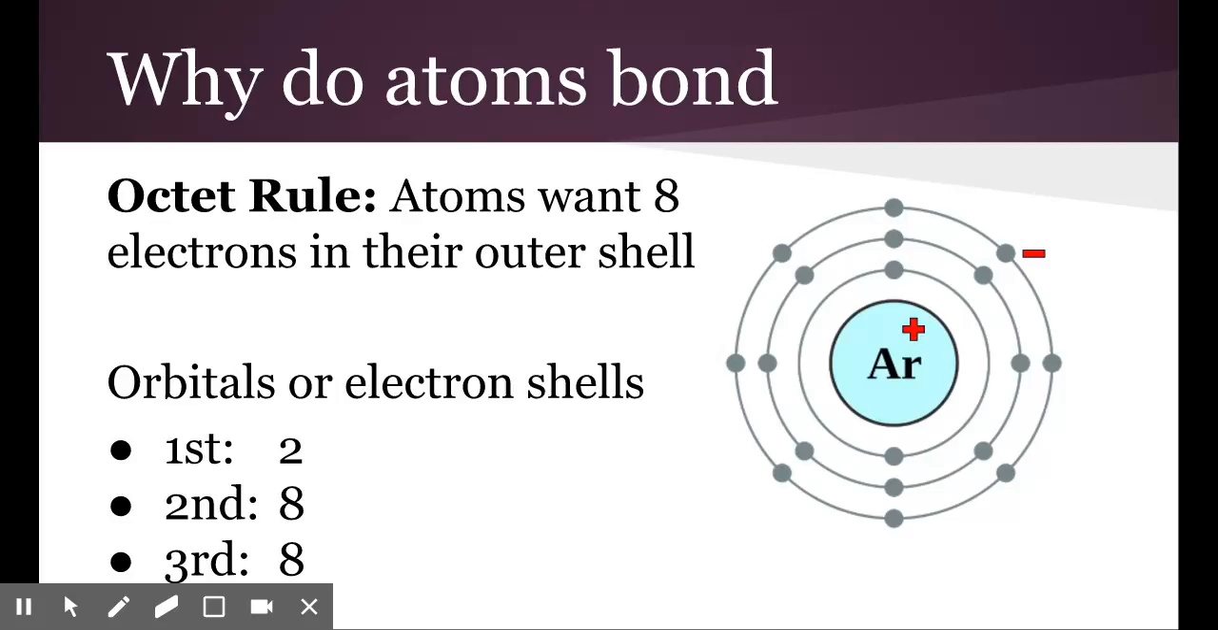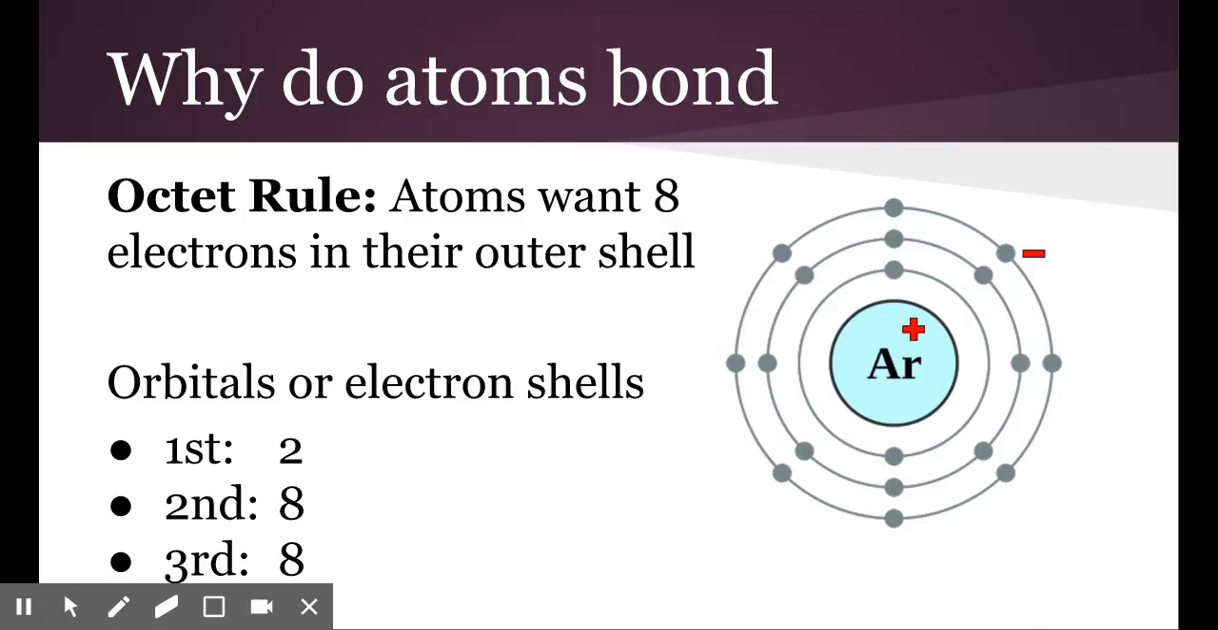So our first ring or shell gets 2 electrons, our next gets 8, and our third gets 8 as well. There are orbitals outside of these that we will learn about in chemistry, but not in biology. I'm only going to hold you responsible for knowing that it is 2, 8, 8. So what they want to do is they want a full shell on the outside.